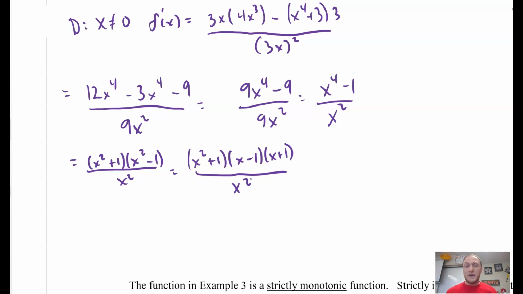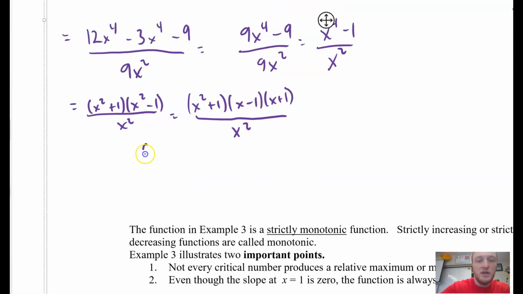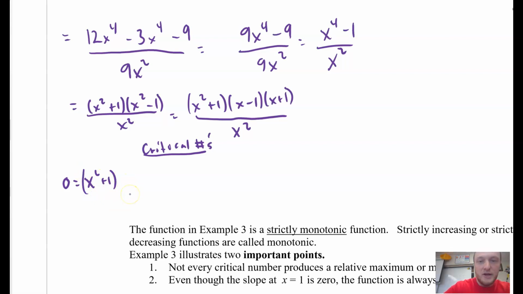Okay, good. Now I need to do a couple of things. One, I need to determine what are the critical numbers, and you can do this two ways. First method: when is this function equal to 0? Well, when I have x squared plus 1 equal to 0, or when I have x minus 1 equal to 0, or when I have x plus 1 equal to 0. I just took each piece of the numerator, set it equal to 0, and solved.